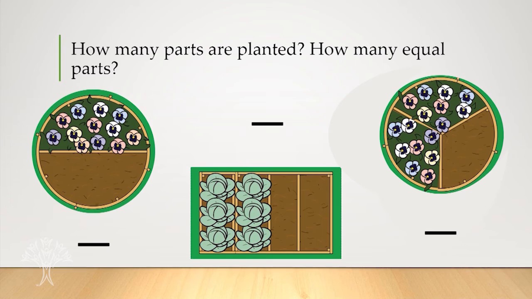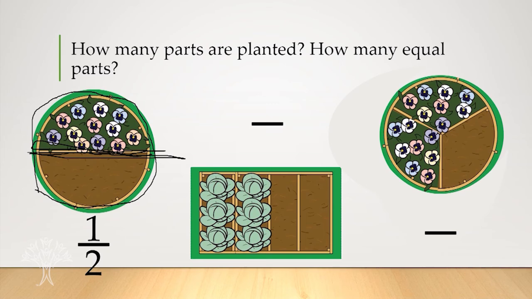Okay, your turn. Let's take a look at these garden beds and think about what fraction of the garden bed has plants in it. Let's do the first one together. When I look at the circular garden bed on the left, I see one line that's dividing this circle right here. So I see 2 parts, and one of them has plants in it. So I would say that 1 part out of 2 equal parts is planted, or 1/2 of this garden bed has plants in it. Okay.